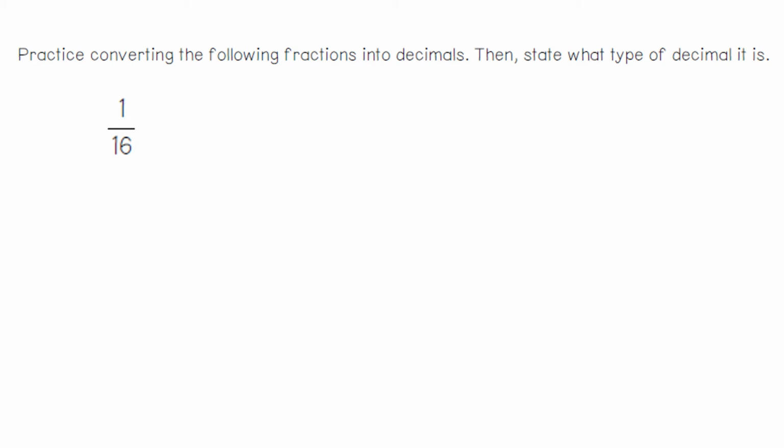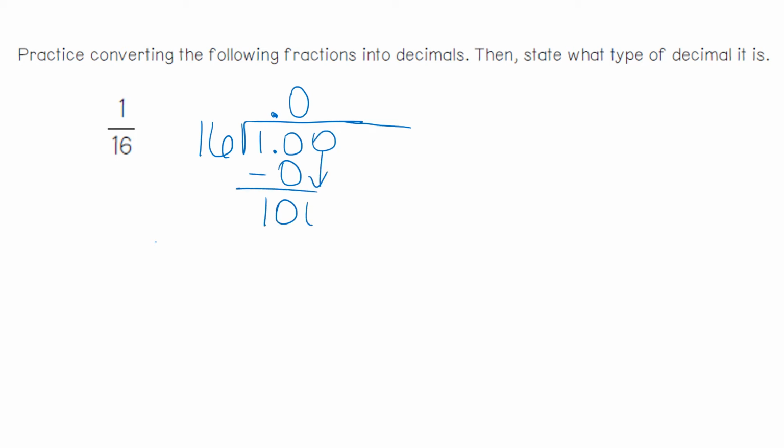Let's convert this fraction to a decimal and then figure out what type of decimal we have. So we're going to start out by figuring out how many times will 16 go into 1. Well, 16 is not going to divide into 1, so we have to add a decimal and a 0. And then we look at our problem. 16 is also not going to go into 10. So we have to put a 0 on top. 0 times 16 is 0. Subtract, that leaves me with my 10. Add a 0 and bring it down.